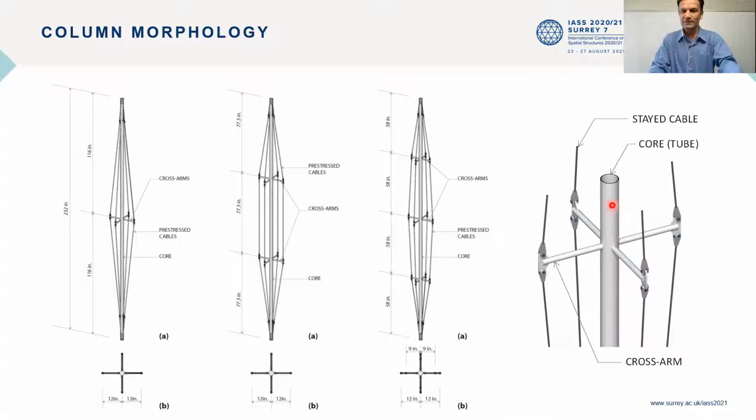Here's a detail of a steel cable stayed column: a hollow steel section as the core, with cross arms welded to the core and cable stays attached from the tip of the cross arms to the column ends.